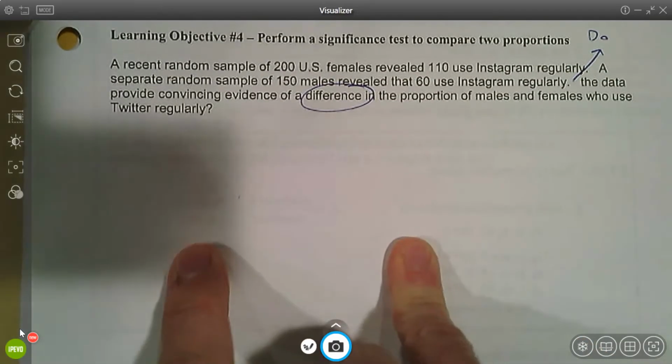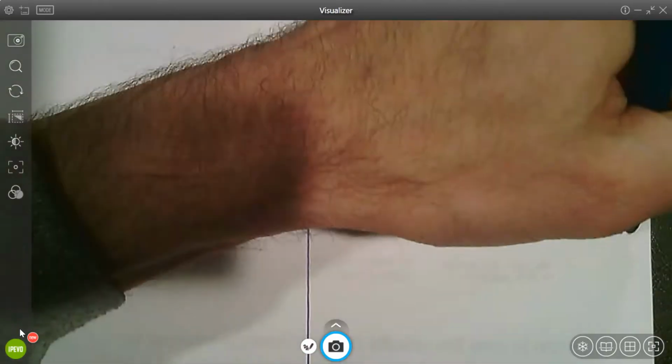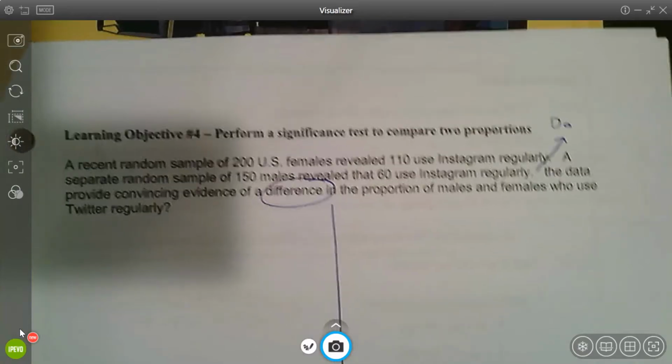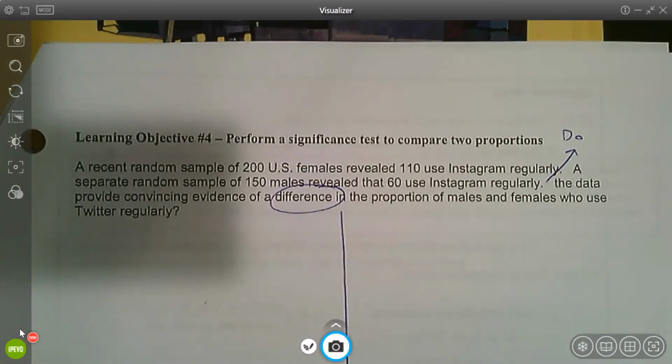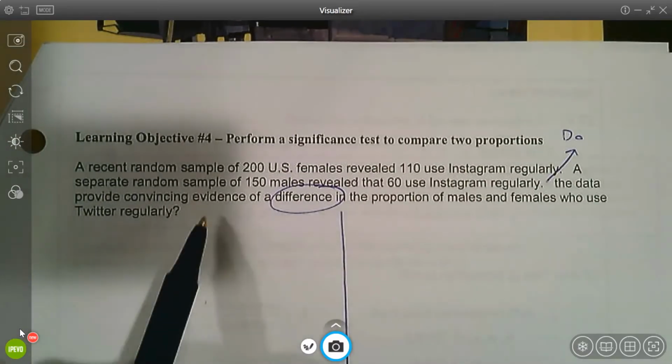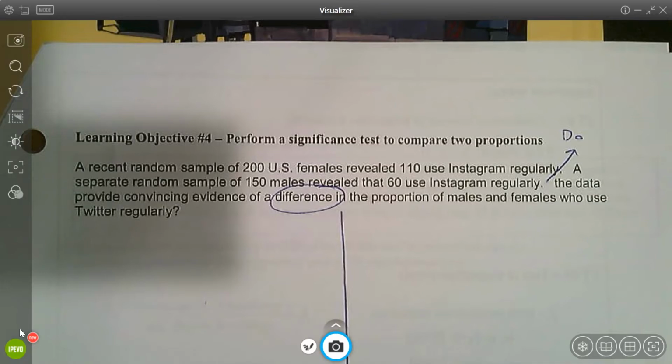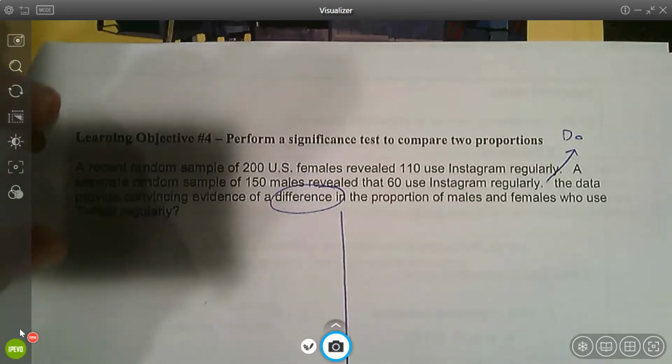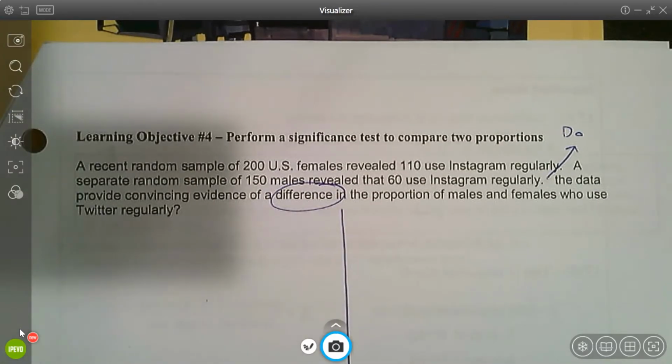This idea of a difference is going to be important. So anytime you see convincing evidence, that's telling you to do a test. Oftentimes, the AP exam will not say do a significance test. You're going to be looking for the words convincing evidence, where they just have like a paragraph and then no part A, B, and C or D.